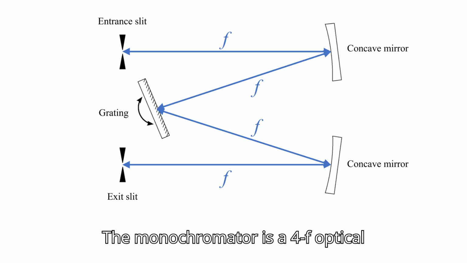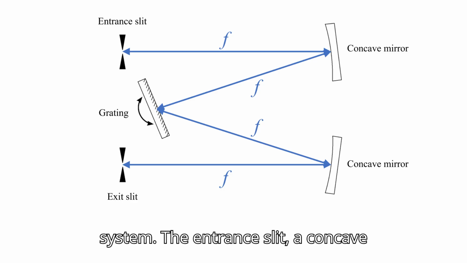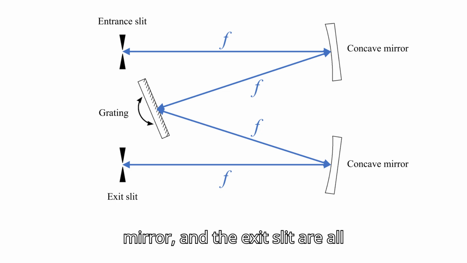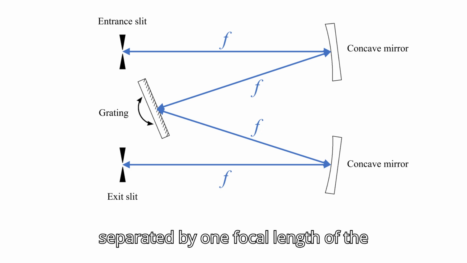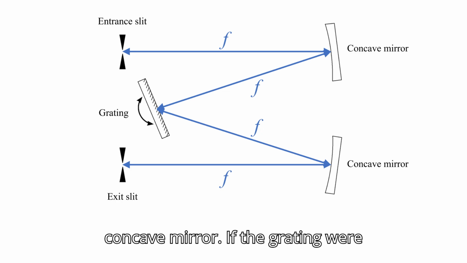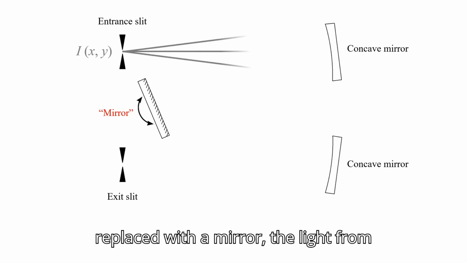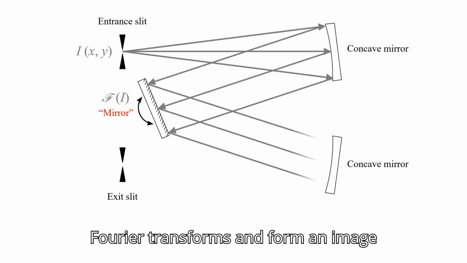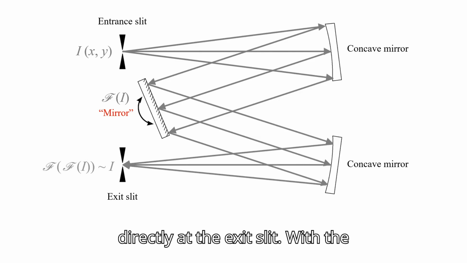The monochromator is a 4F optical system. The entrance slit, a concave mirror, the grating, the second concave mirror, and the exit slit are all separated by one focal length of the concave mirror. If the grating were replaced with a mirror, the light from the entrance slit would go through two Fourier transforms and form an image directly at the exit slit.